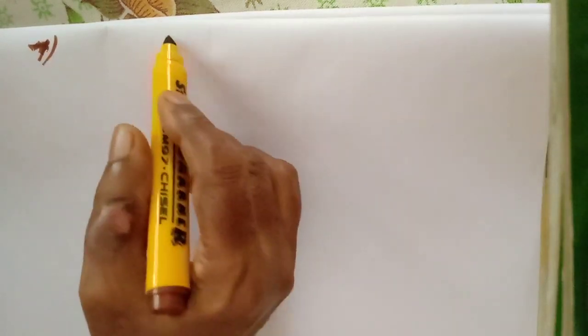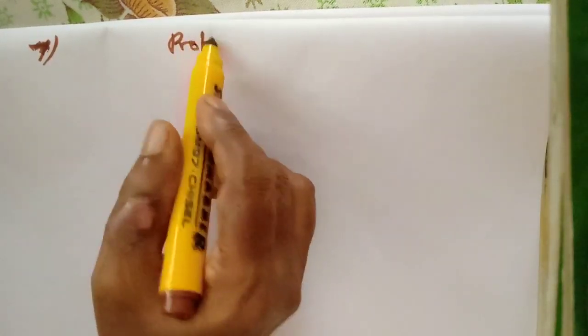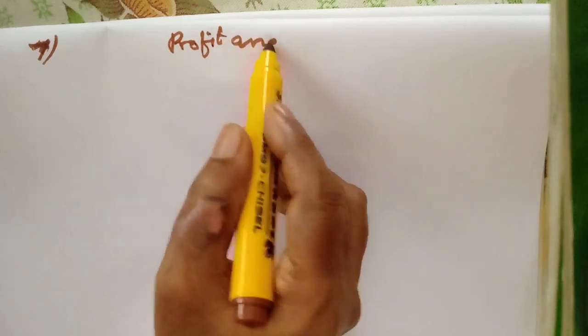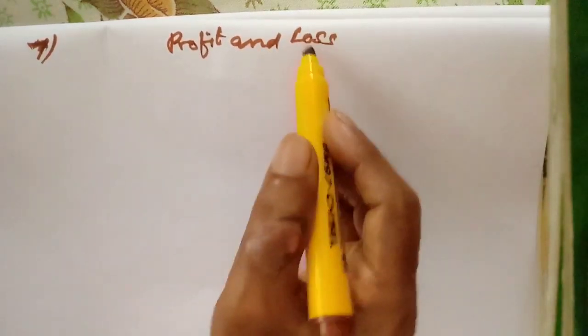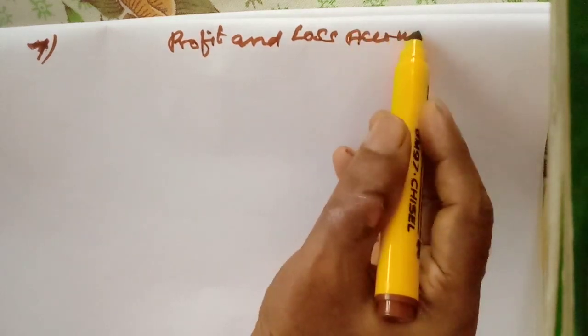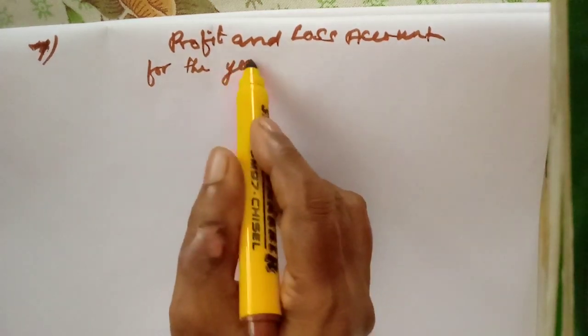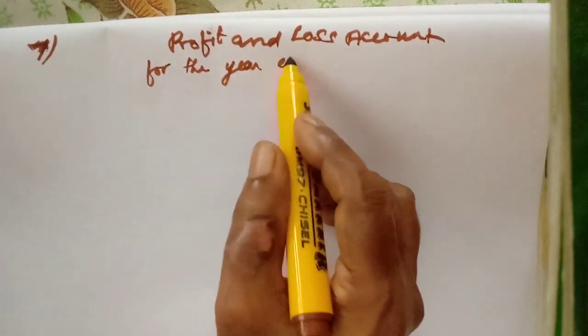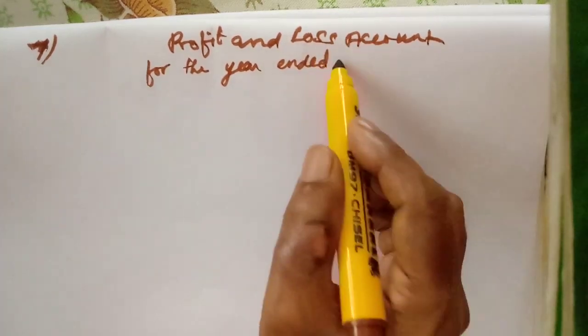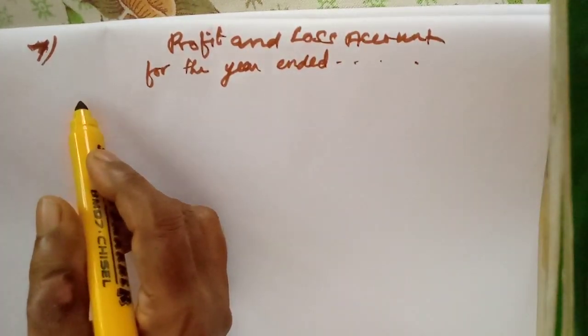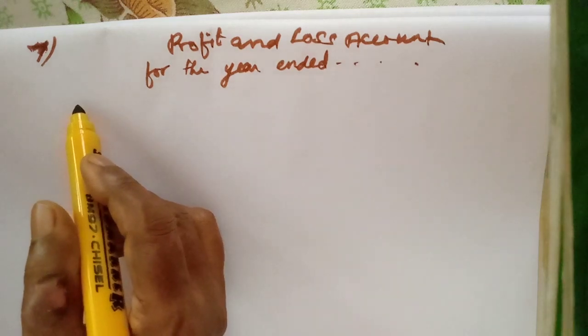From the following details, prepare profit and loss account. Since they have asked for the profit and loss account, we can write P and L A/c for the year ended. There is also a trading account for the year ended. No dates are given, so leave it. First item, gross profit.